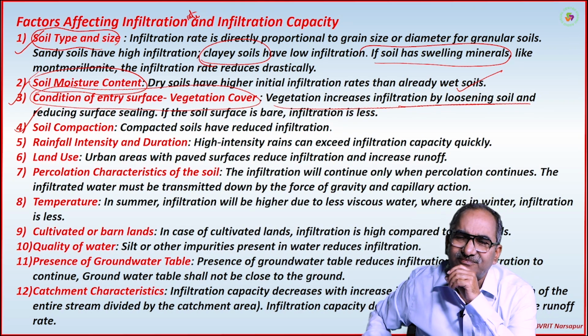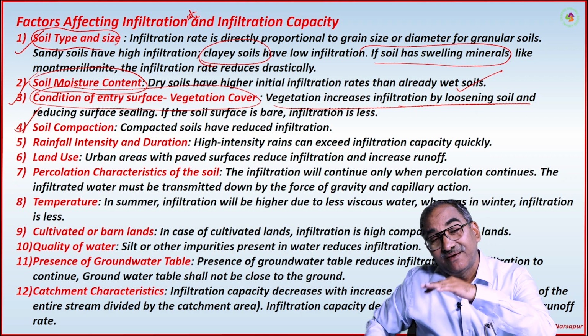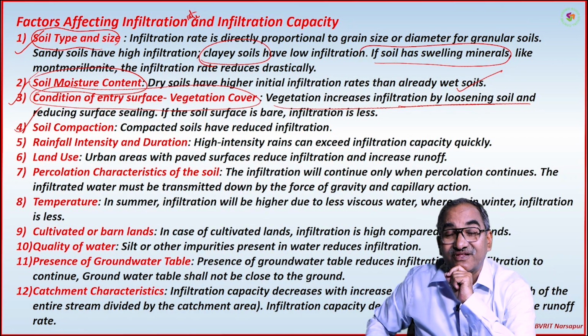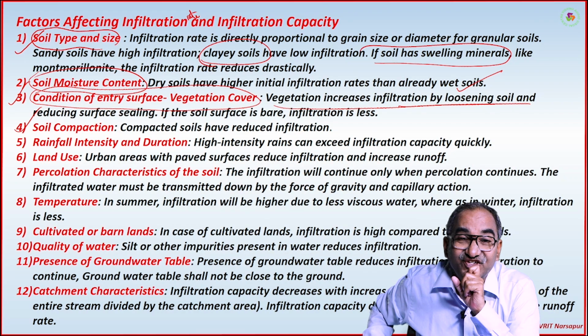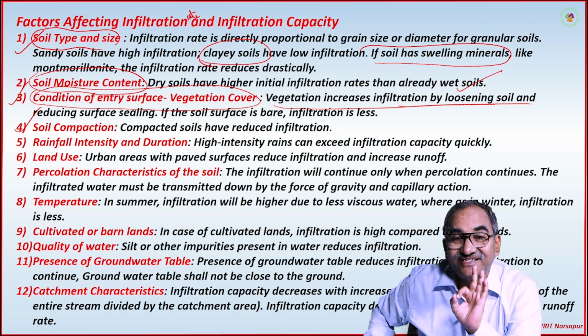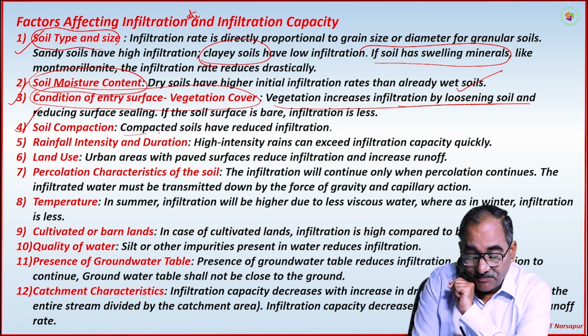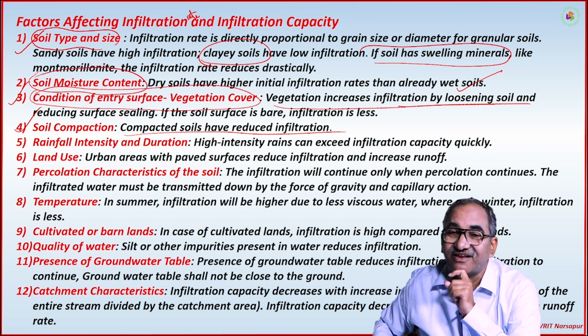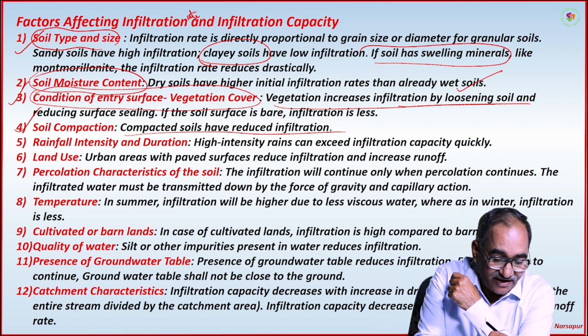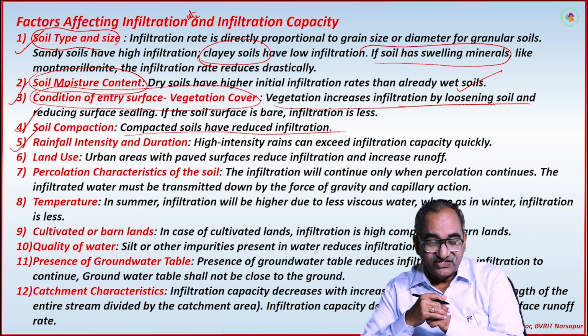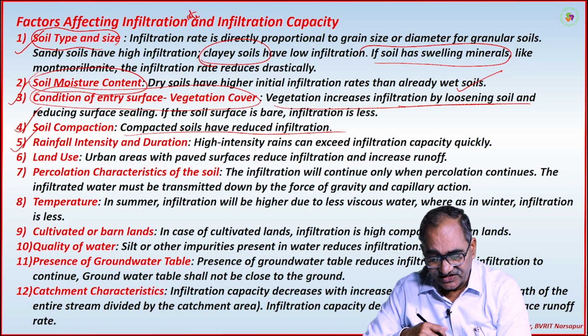Naturally, the top layer is being compacted. When the top layer becomes compacted, then if rainfall occurs, the infiltration rate is very, very less, actually. So that is what I mean: compacted soils have a reduced infiltration rate. Then coming to rainfall intensity and duration.